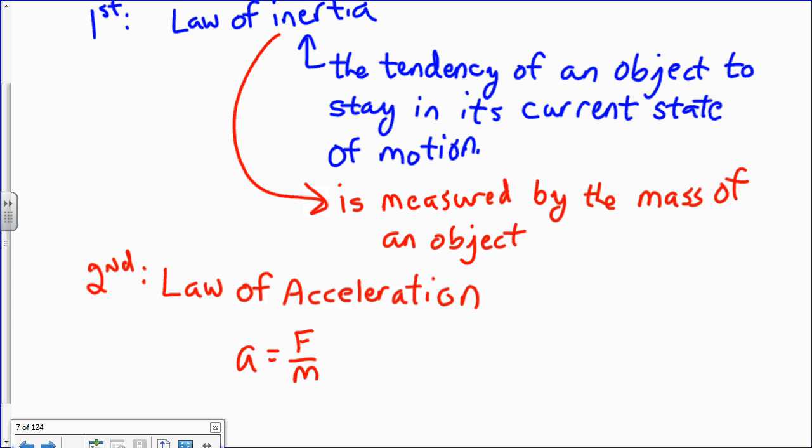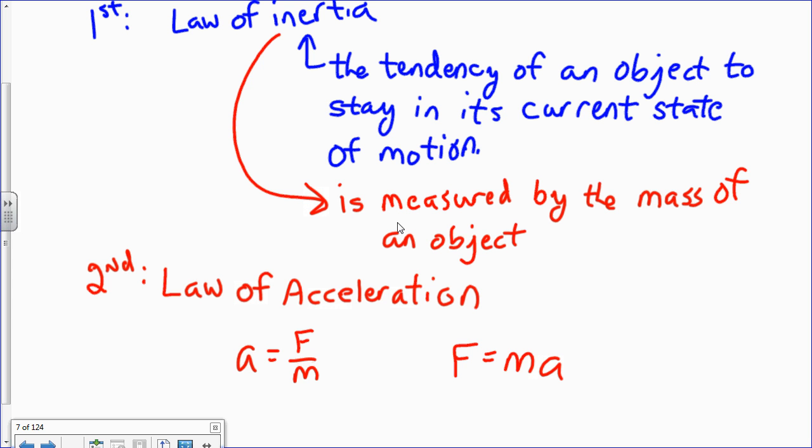We usually see this in another form, and that is F equals ma, where instead of solving for a, we solve it for F. Okay, so these are the same. I just took this equation and multiplied both sides by m, and then it became this.